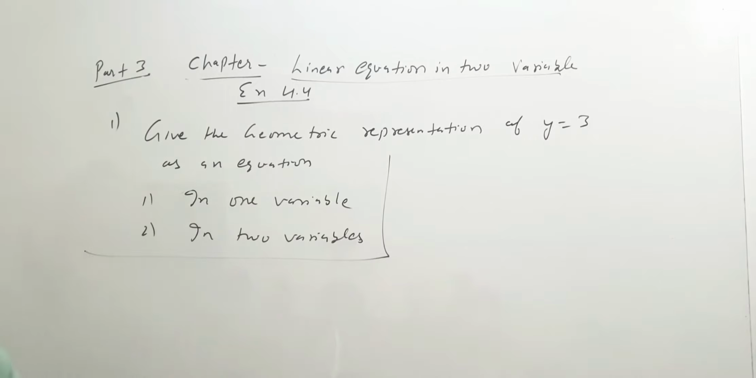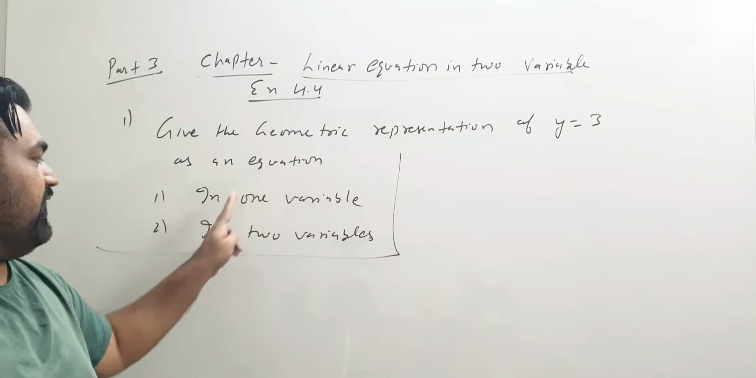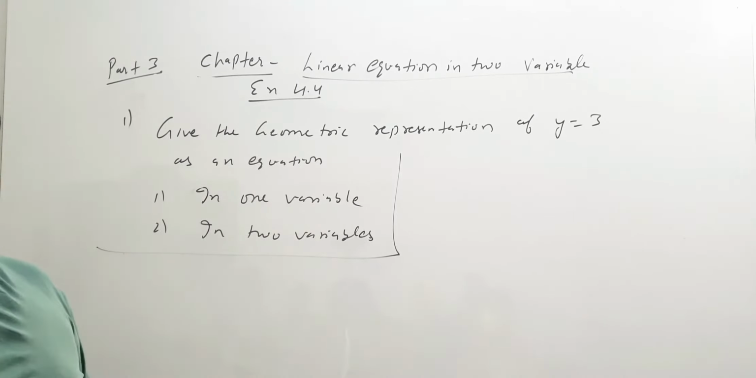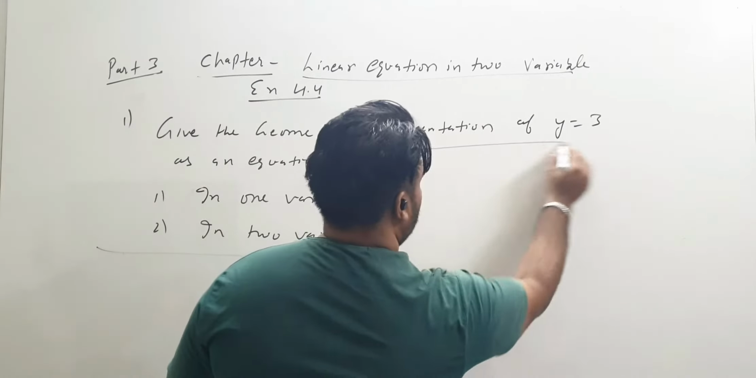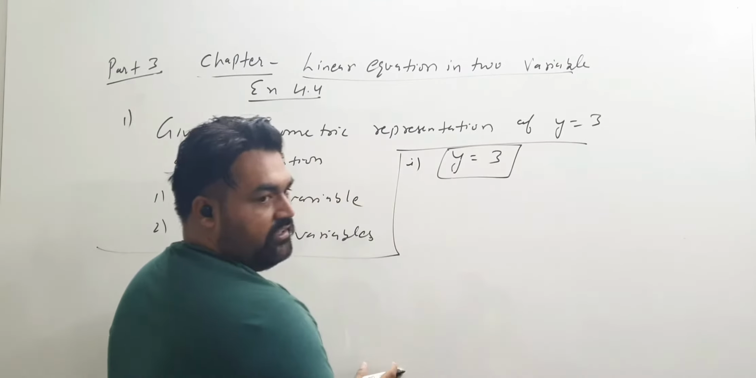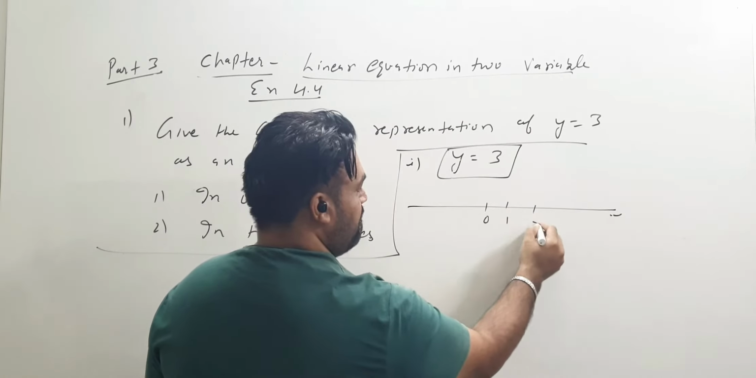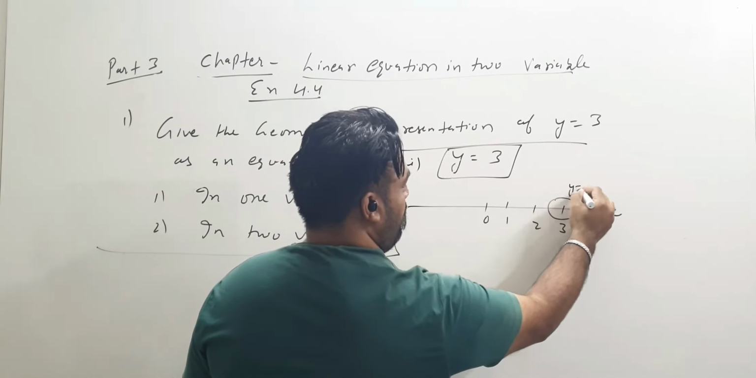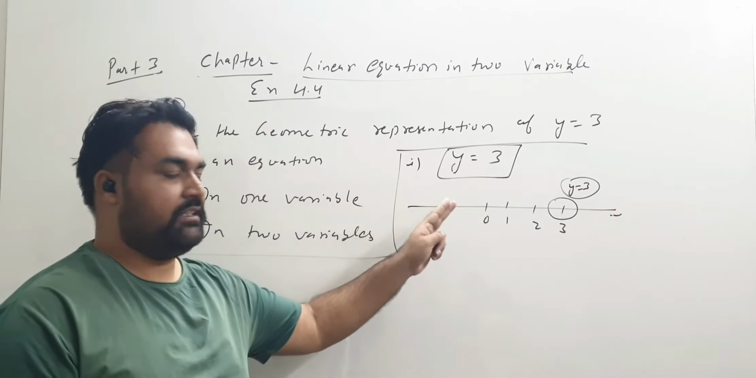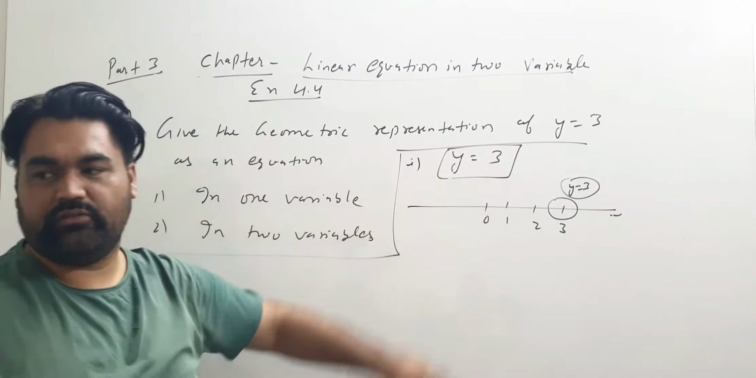We have to represent the geometric representation of y equals to 3 as an equation in one variable, in two variables. In one variable means either x or y. So the value of y is 3 is given. So this is a number line 1, 2, 3. So y equals to 3. This is a geometric representation of y equals to 3 in one variable.